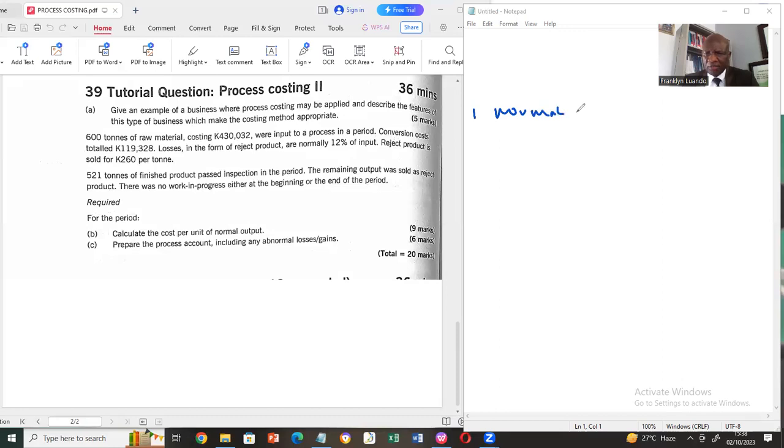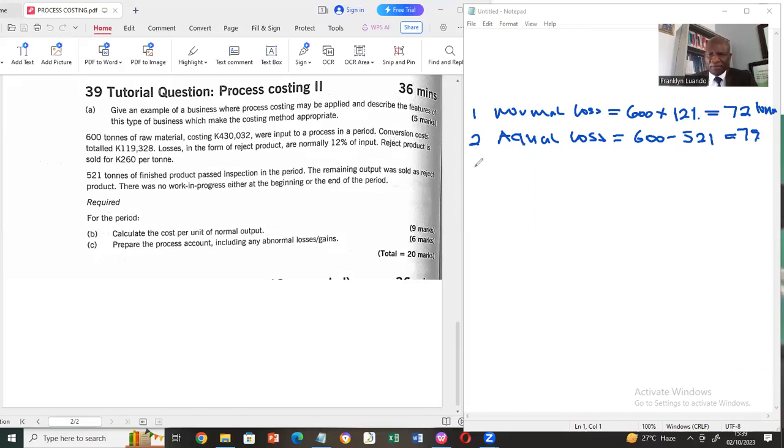The normal loss here will be 600 multiplied by 12%. This will be 72 tons because these are tons. And then number two, we can determine the abnormal loss. So for you to be able to get the abnormal loss, first you need to find out the actual loss. The actual loss is equal to input, 600, less output, 521. So this will be 79.